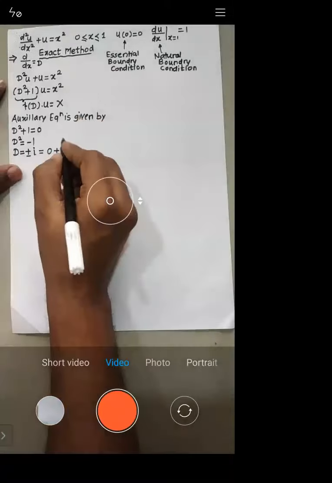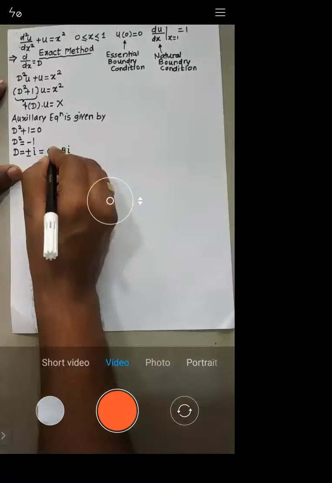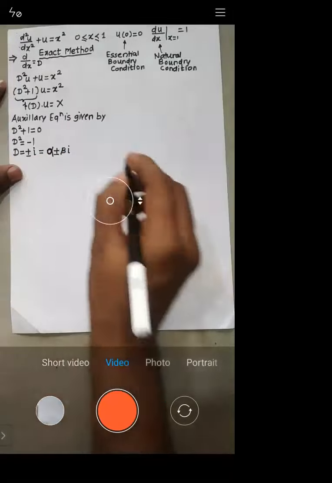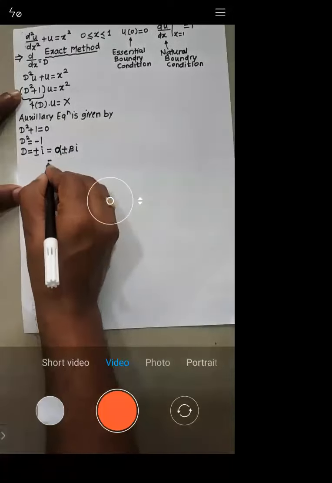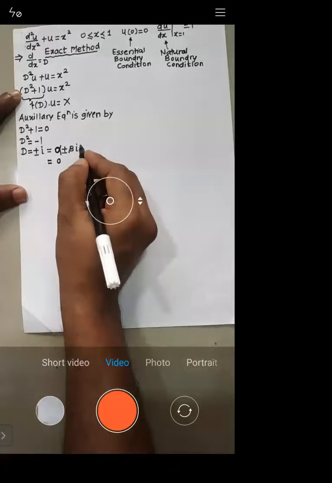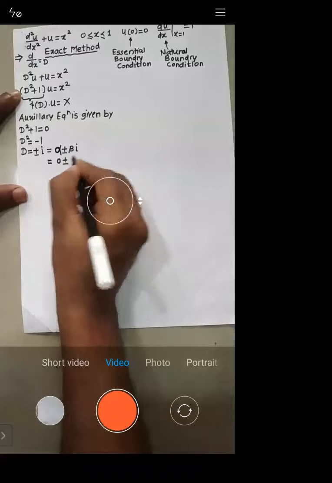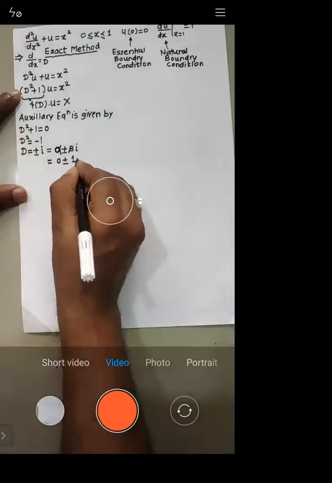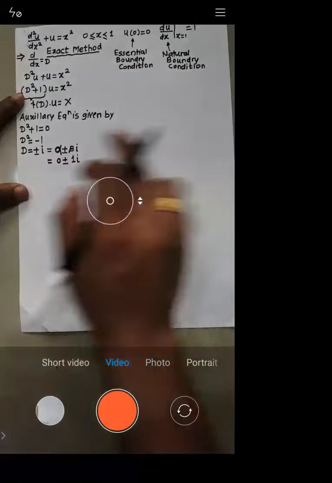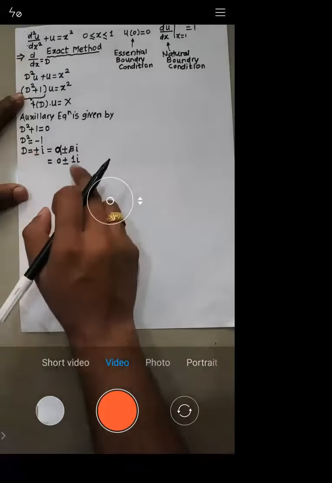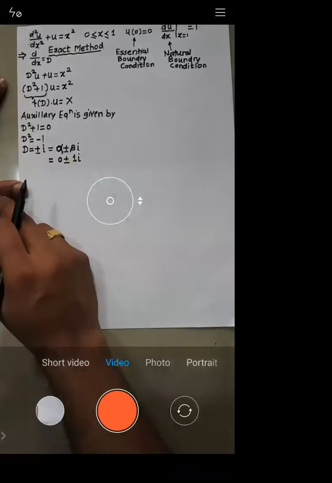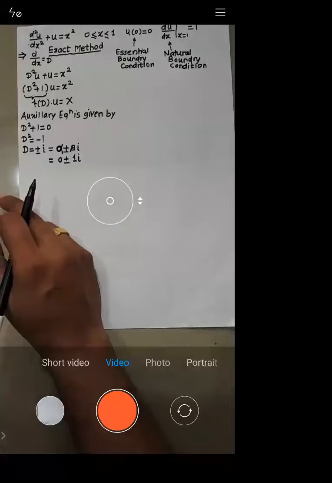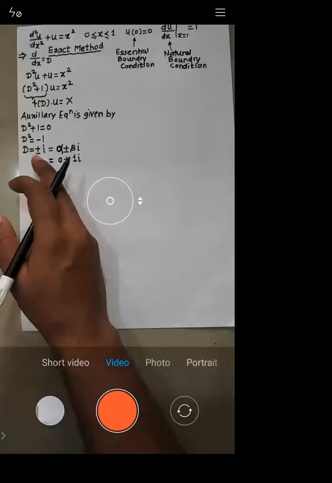If you want, I will write this as alpha plus minus beta i, where alpha is 0, plus minus 1i. See this one: plus minus i. That means plus minus 1i. Is it okay with this one? Yes. Okay, 0 plus minus 1i. That means plus minus i.